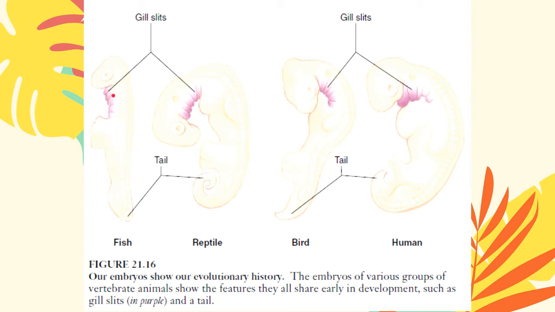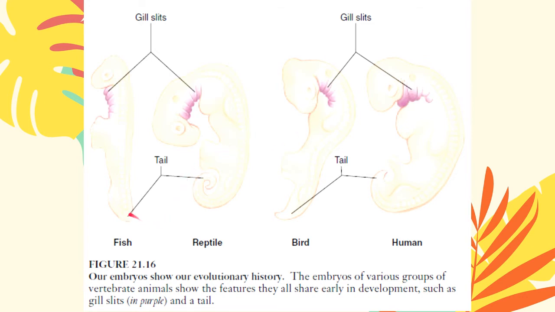So fish and reptiles still have gill slits. Birds and humans, in our embryonic development, we still have gill slits. Our ancestors used to live underwater, so they had gill slits, but we all evolved in different paths. Eventually, we lose these gill slits as the embryo grows and develops. It only tells us that we have a common ancestor.